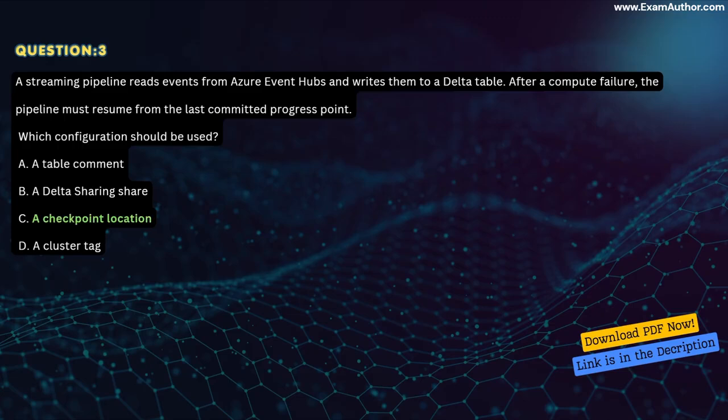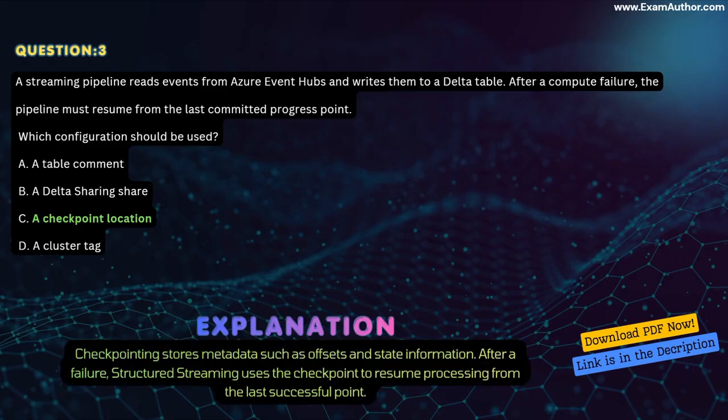Correct answer: C. A checkpoint location. Explanation: Checkpointing stores metadata such as offsets and state information. After a failure, structured streaming uses the checkpoint to resume processing from the last successful point.